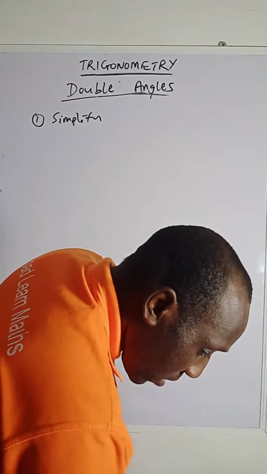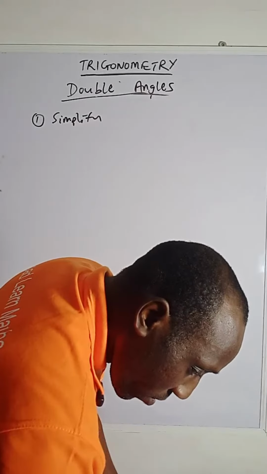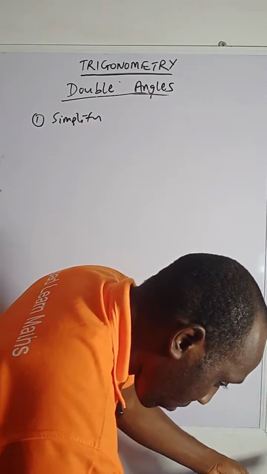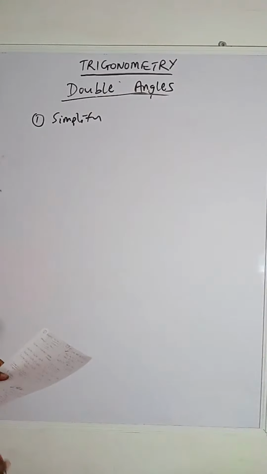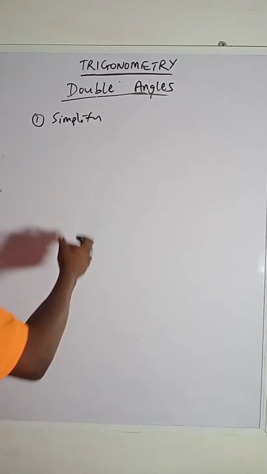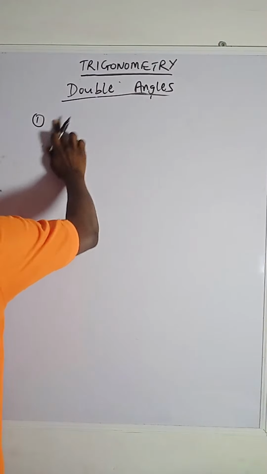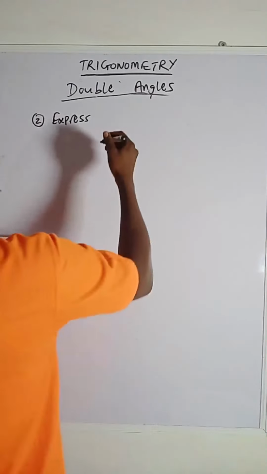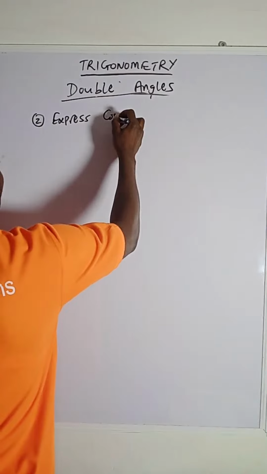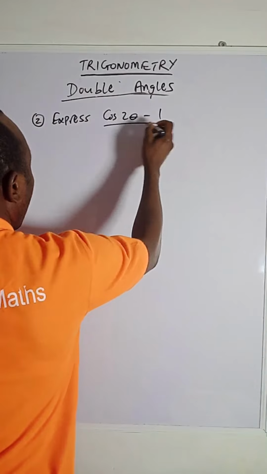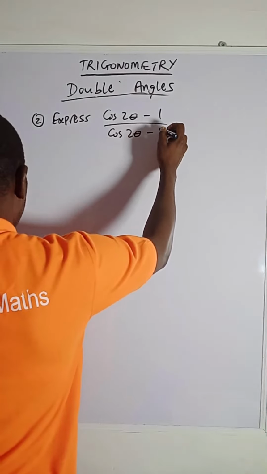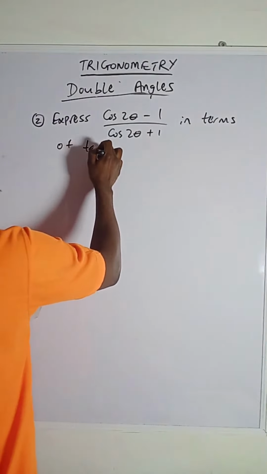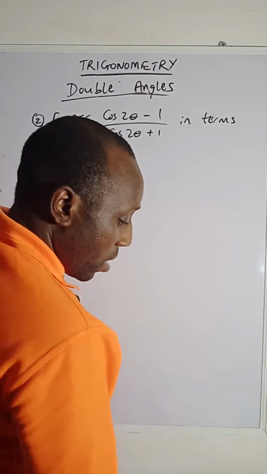All right. The next example is going to be, hold on. I got it. Where is it? Okay. Sorry, excuse me. Yeah, it's here. So I want you all to try this one. This is example 2, by the way. Express cos 2 theta minus 1 over cos 2 theta plus 1 in terms of tan theta.